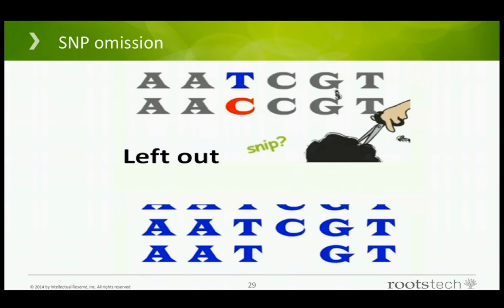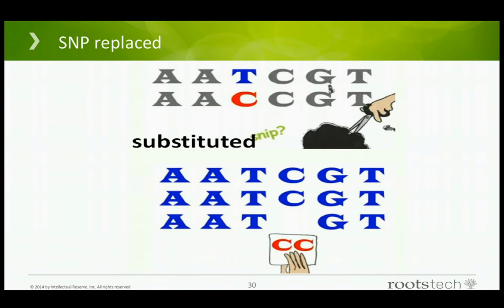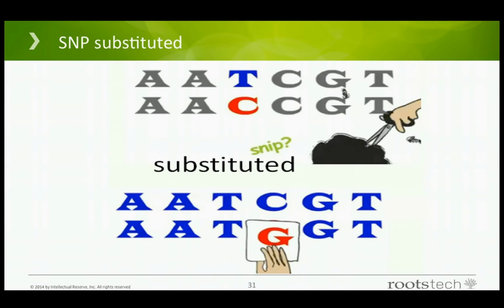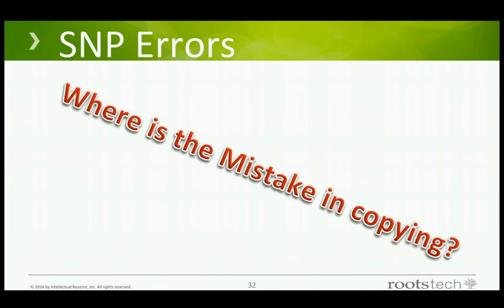That's a mistake. And down below on the same screen you can see where the C was, there's nothing in the lower row. So both of those are examples of one kind of an error where something is left out or changed. This one's showing a substitute where there was one C, there's now 2 C's. And here's one where there's a G instead of the C. So wherever there's a mistake in copying, that creates what we call a SNP.